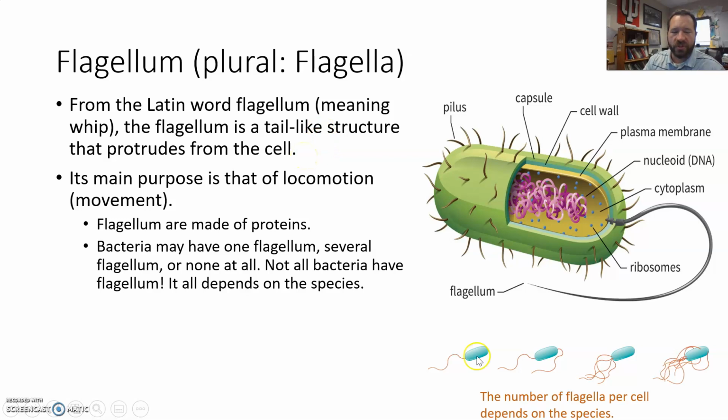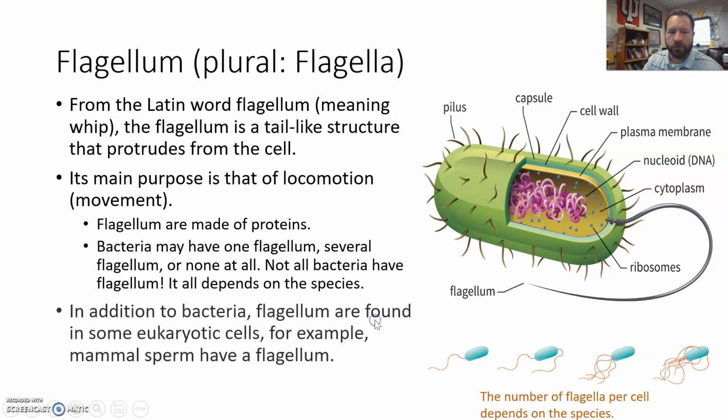Bacteria can have numerous numbers of flagellum. So you see this one here has just one, this one has two flagella, this one has several, and this one looks hairy. It's got so many. So the number of flagella all depends on what species of bacteria it is.